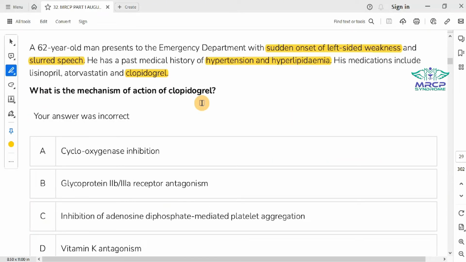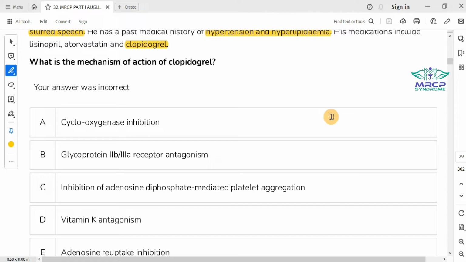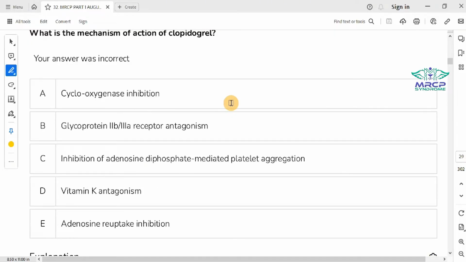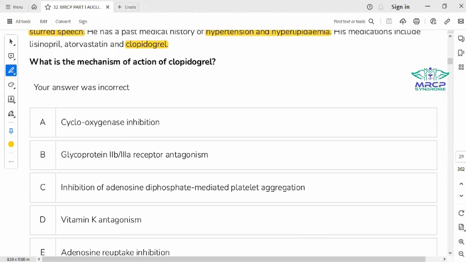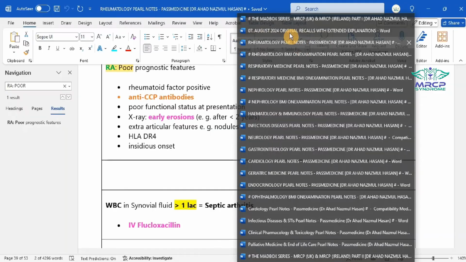A 62-year-old man presents to the emergency department with sudden onset of left-sided weakness and slurred speech. He has a past medical history of hypertension and hyperlipidemia. His medications include lisinopril, atorvastatin, and clopidogrel. What's the mechanism of action of clopidogrel? Cyclooxygenase inhibition, glycoprotein 2b3a receptor antagonism, inhibition of adenosine diphosphate mediated platelet aggregation, vitamin K antagonism, or adenosine reuptake inhibition. So, the mode of action of clopidogrel or prasugrel.